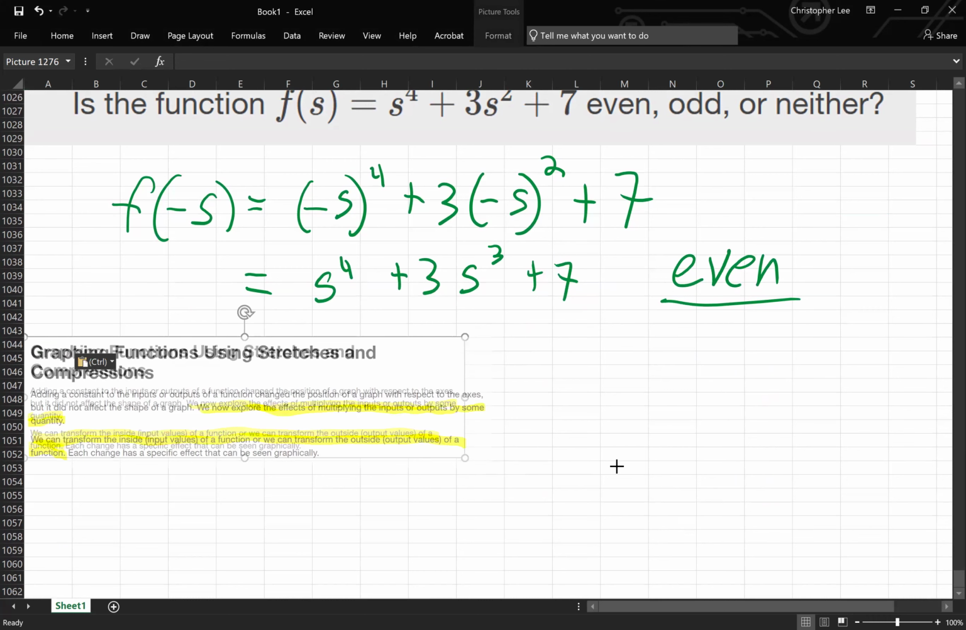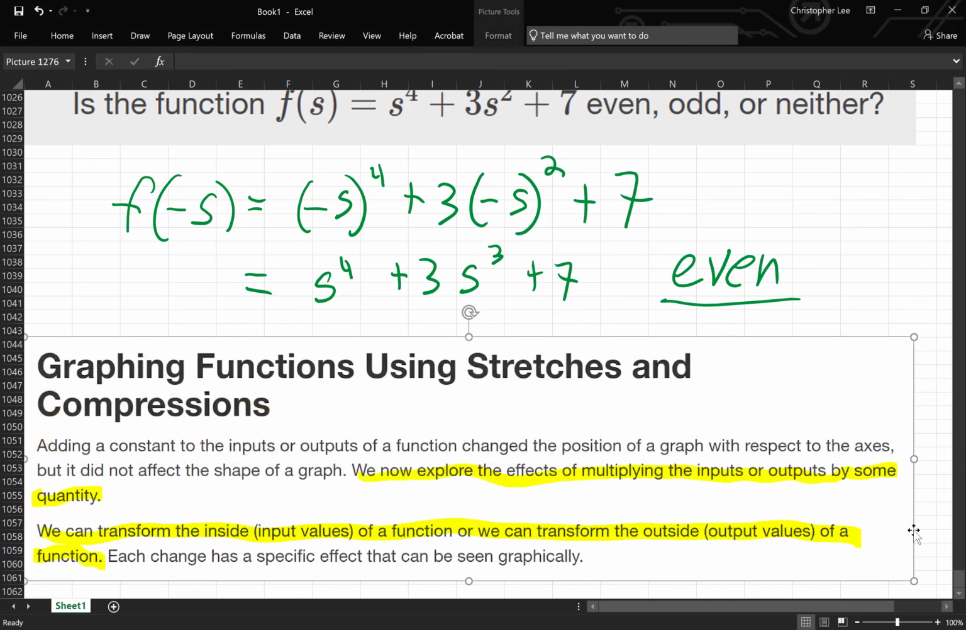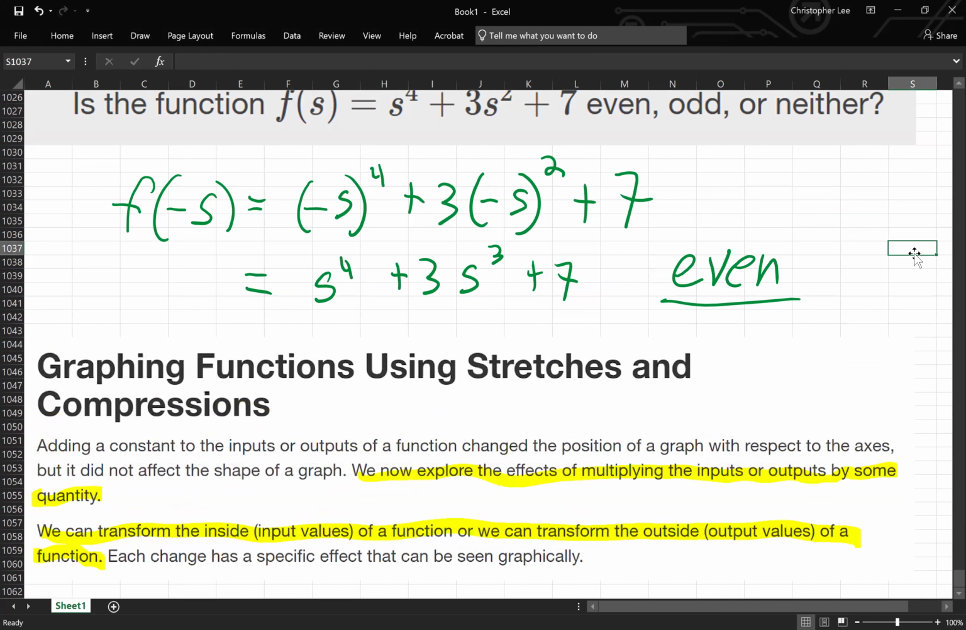So we're going to talk about graphing functions using stretches and compressions. Adding a constant to the inputs or outputs of a function changes the position of the graph with respect to the axes, but it does not affect the shape of the graph. We now explore the effects of multiplying the inputs or outputs by some quantity. So we can transform the inside input values of a function, or we can transform the outside output values of a function. Each change has a specific effect that can be seen graphically.